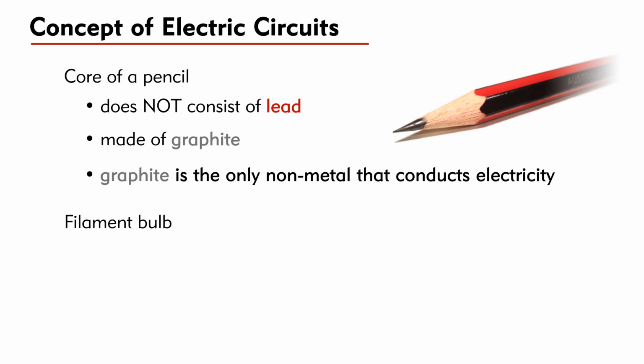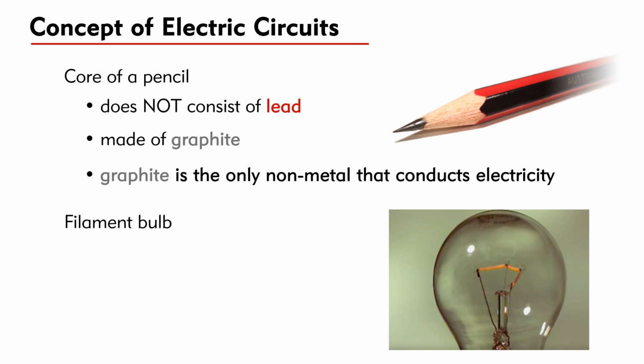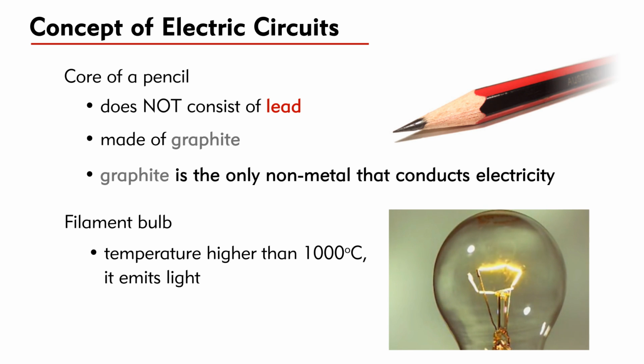A filament light bulb works on the same principle as the graphite in our experiment. The filament in the light bulb converts electrical energy into heat. When the temperature of the filament is raised to higher than 1000 degrees Celsius, it emits light. In fact, at very high temperature, all objects emit light. The higher the temperature, the more light is produced.